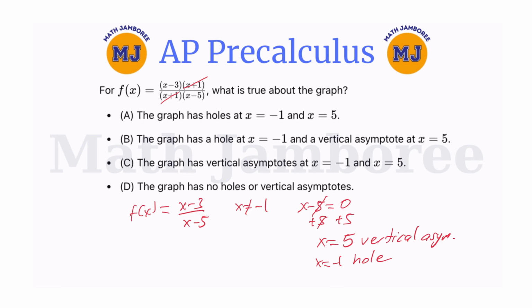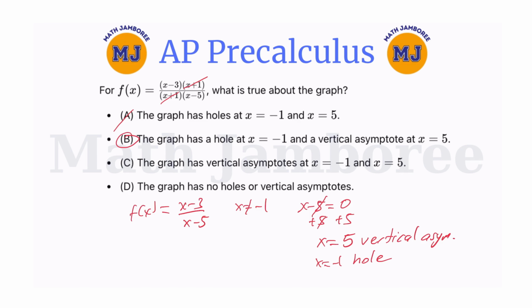So now let's take a look at our options. Option A states holes at x = -1 and x = 5. You need to be careful here: it doesn't have a hole at 5, so we can eliminate choice A. Choice B says the graph has a hole at x = -1 and a vertical asymptote at x = 5. This is what we're talking about, and so this will be the answer.